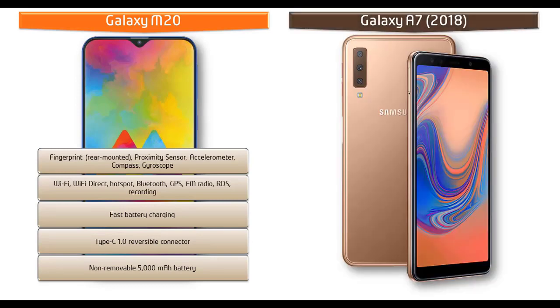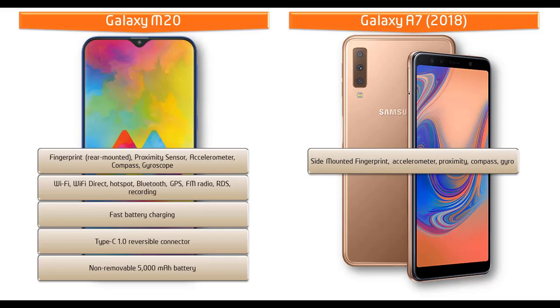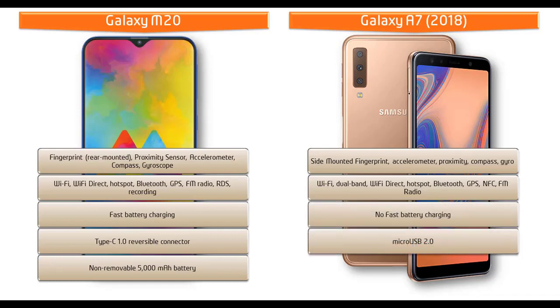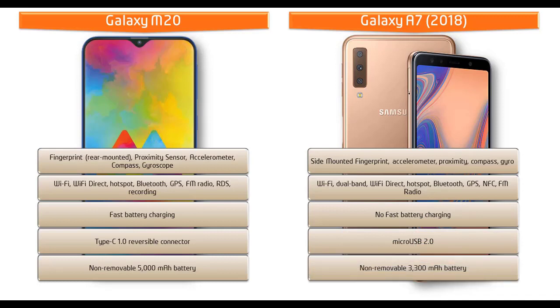Friends, in Galaxy A7 you can find a faster fingerprint scanner placed on the side of the phone. It also comes with various sensors like proximity, compass, accelerometer and gyro sensors. This phone comes with Wi-Fi, Wi-Fi Direct, Hotspot, Dual Band, GPS, NFC, FM radio, Bluetooth and USB on the go. This phone is also powered by a 3300 mAh non-removable battery as well.